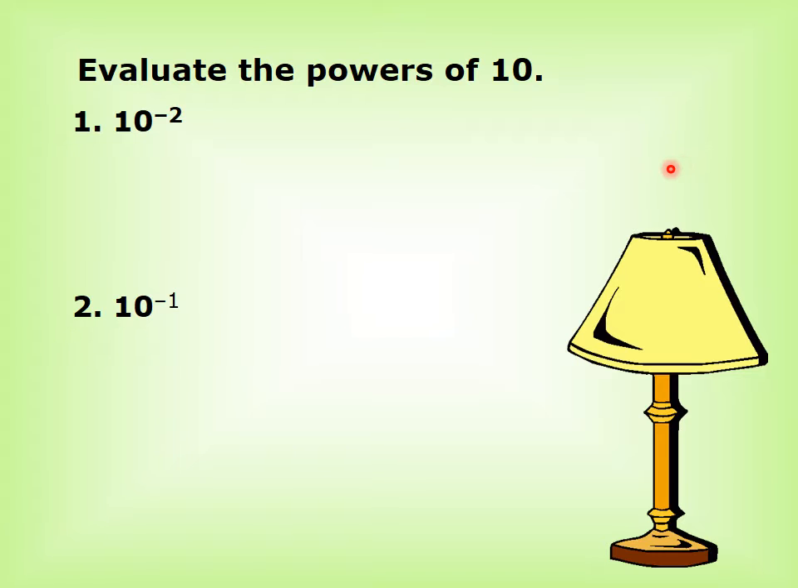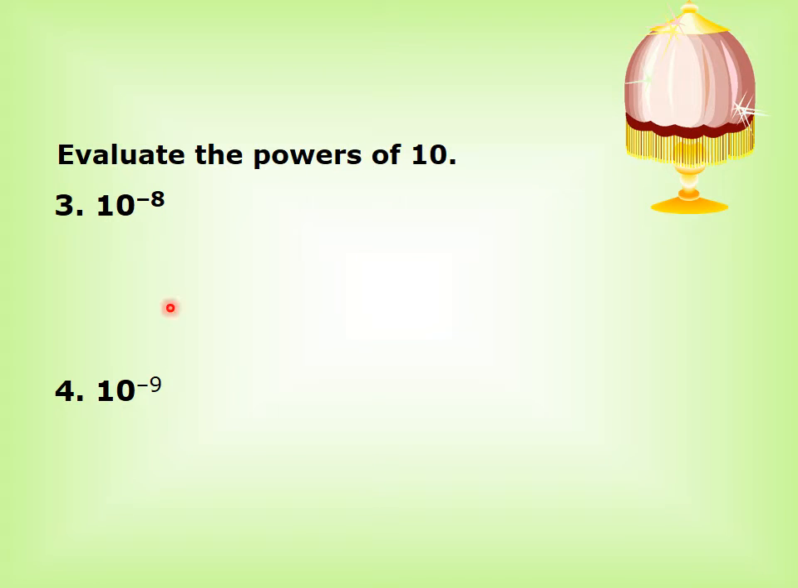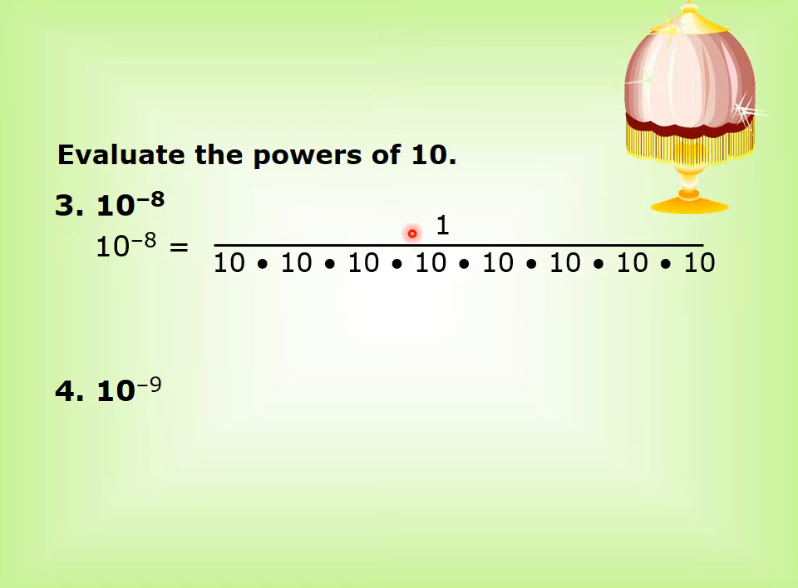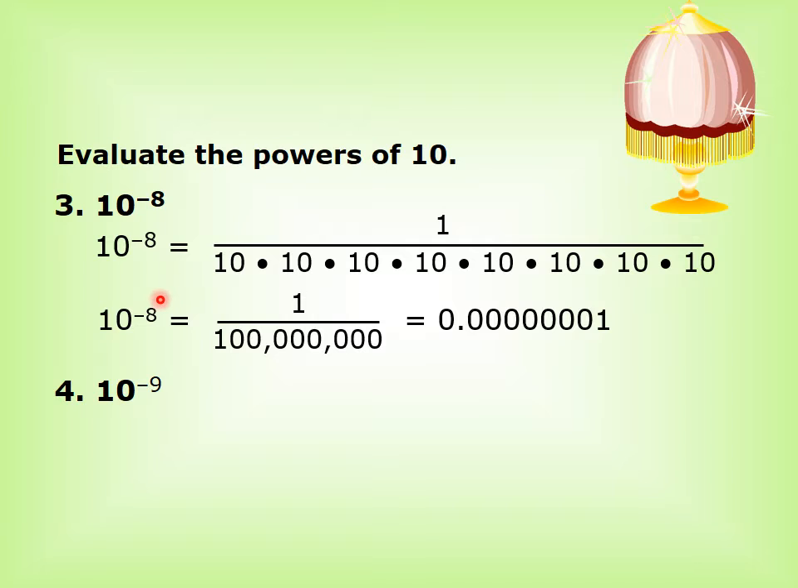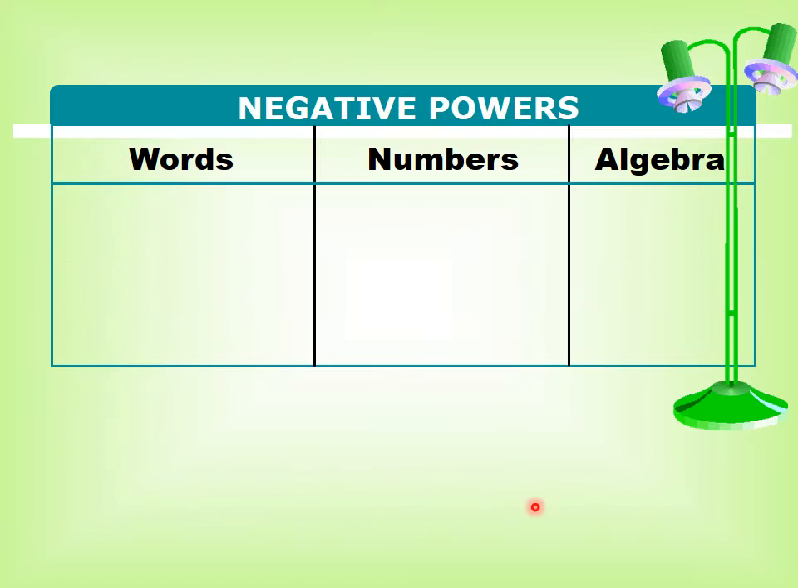Evaluate the powers of 10. 10 power negative 2 equals 1 over 10 times 10, or 1 over 100 equals 0.01. 10 power negative 1 equals 1 over 10, or 0.1. Evaluate the powers of 10. 10 power negative 8 equals 1 over 10 multiplied by itself 8 times equals this number. 10 power negative 9 equals 1 over 10 multiplied by itself 9 times equals this number also.